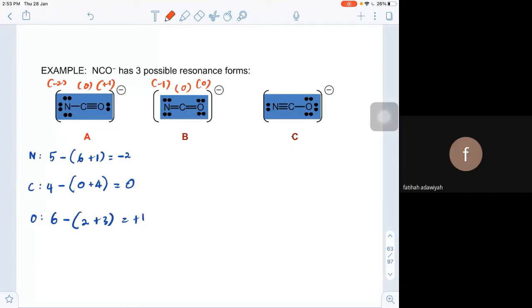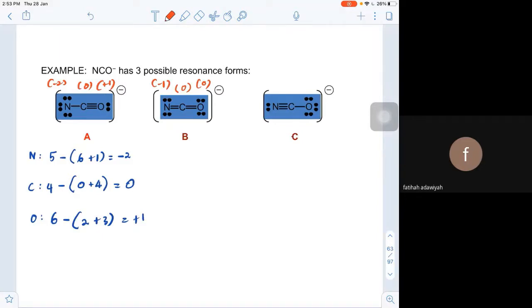So you don't need to show the calculation unless the question asks you to do so. If the question just asks you to determine the best structure, then you have to show the formal charge of each atom as what I've done here. Then we move to C. As long as the values of the formal charge are correct.